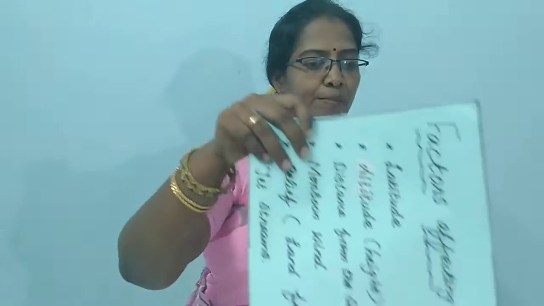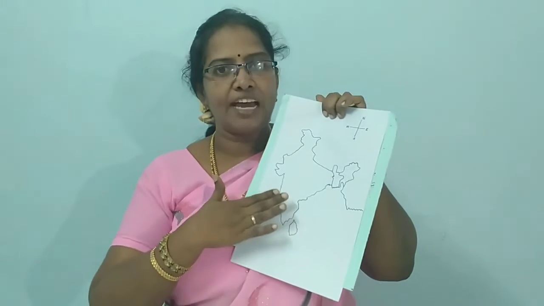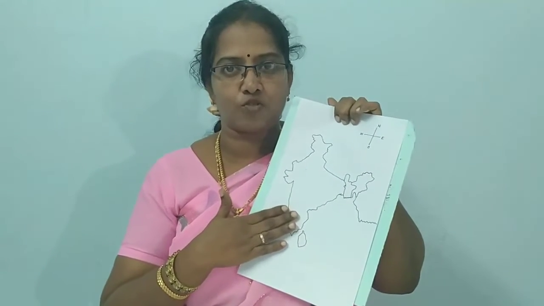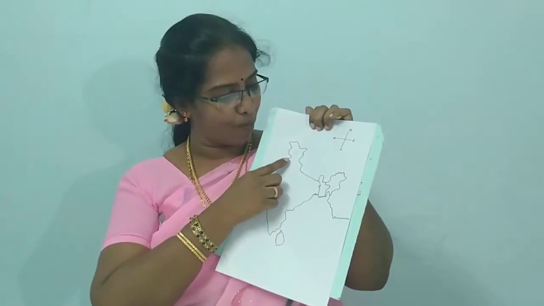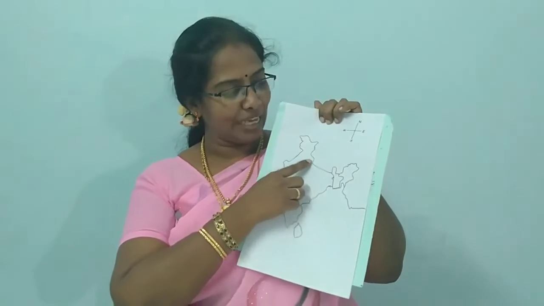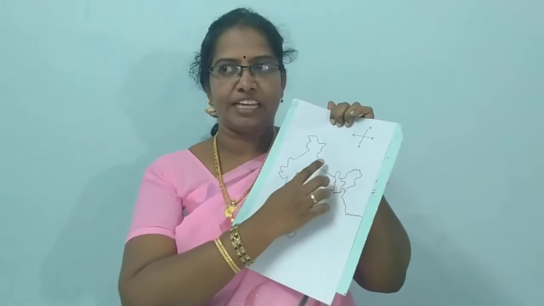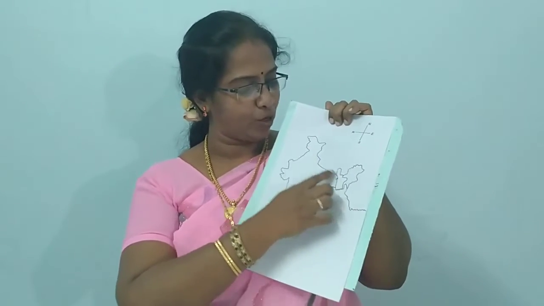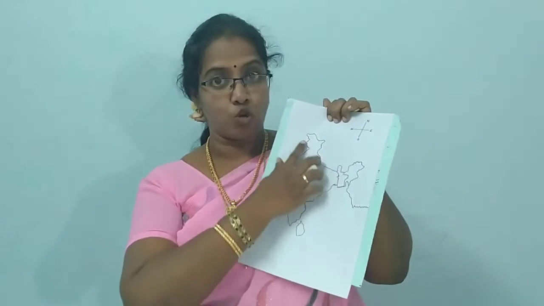By showing the map I am going to discuss with you. I took the blank map. Wherever tropical deciduous forests are available, in your book it is given clearly. This is the Punjab area, Punjab to Assam. If you take North India, Punjab to Assam: Punjab, Haryana, Uttar Pradesh, Bihar, West Bengal, Assam. Those areas have tropical deciduous forests.